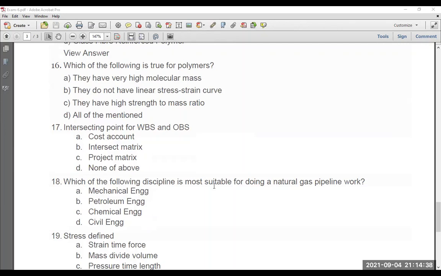18. A. Mechanical engineer. So what is OBS, sir? WBS is work breakdown structure. Organization breakdown structure. Just a minute, I'll give you the exact name. Organizational breakdown structure. Yes, work breakdown structure and the organization breakdown. Cost account. Okay, sir.